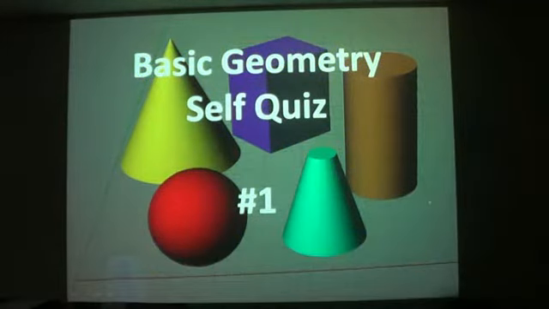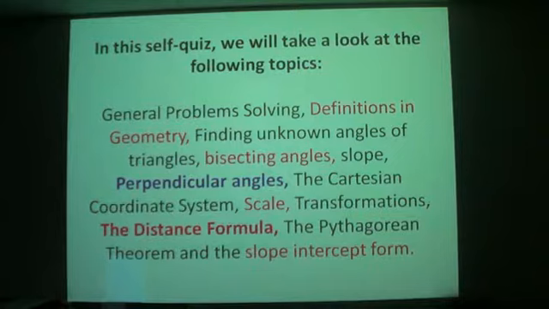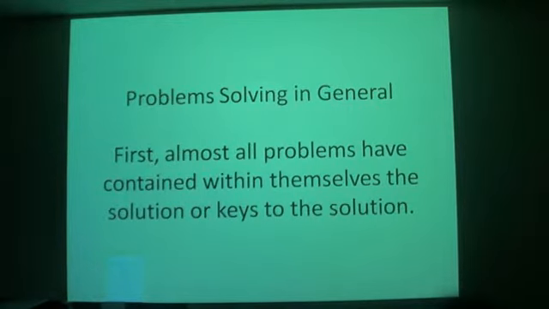Basic Geometry Self-Quiz Number 1. In this quiz, we will take a look at the following topics: general problem solving, definitions in geometry, finding unknown angles of triangles, bisecting angles, slope, perpendicular angles, the Cartesian coordinate system, scale, transformations, the distance formula, the Pythagorean theorem, and the slope-intercept form.